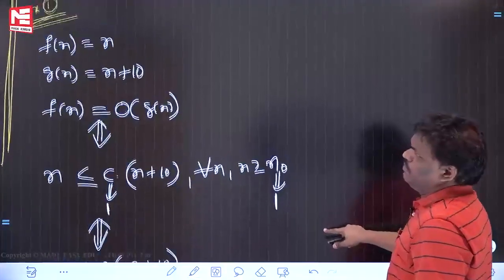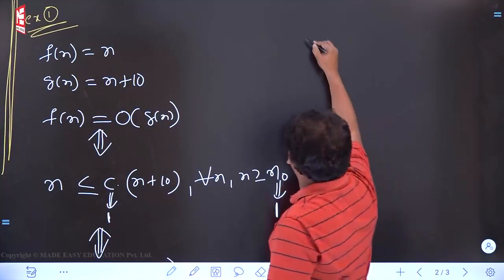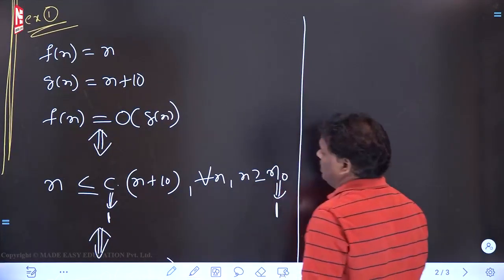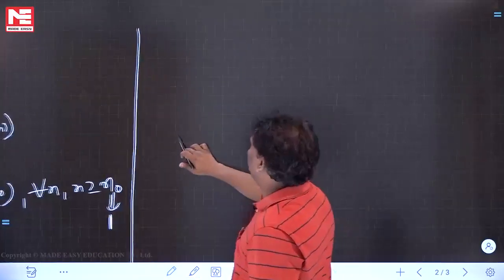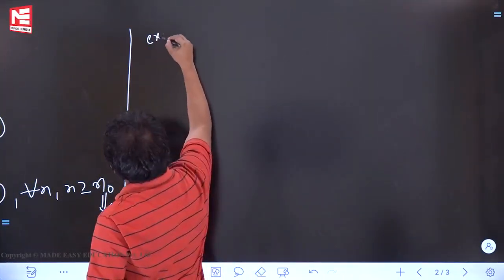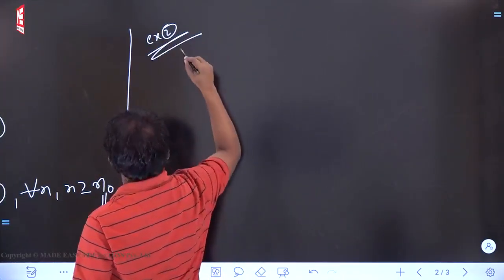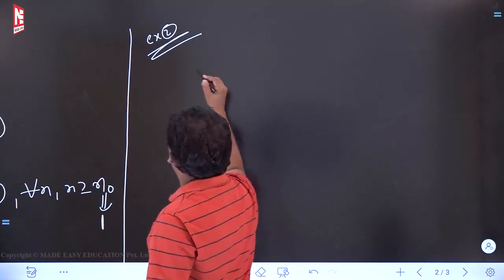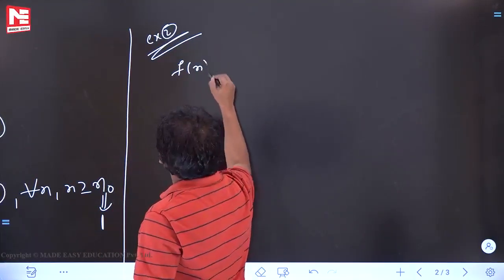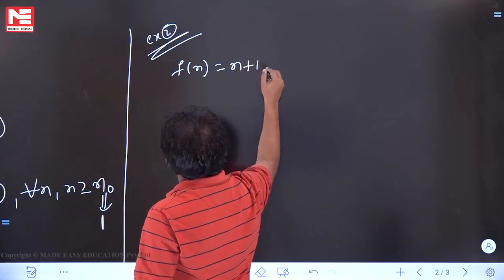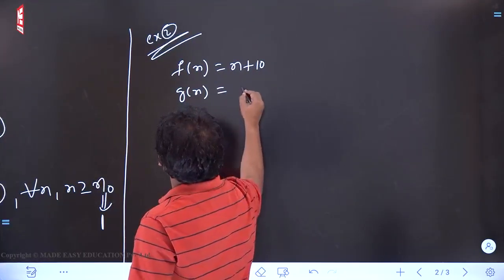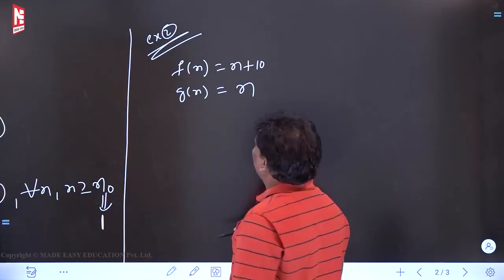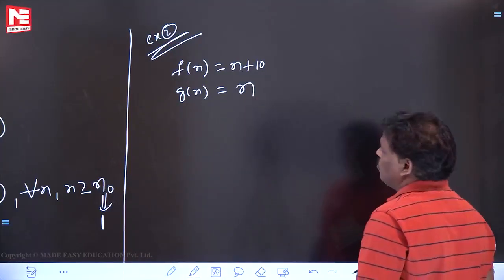This is example 1. Let's do one more example; you will get more clarity. In the first problem itself, you cannot get everything. Let's go to the next example, example 2. See this also, you will get more clarity. F of n is equal to n plus 10. G of n is equal to n.